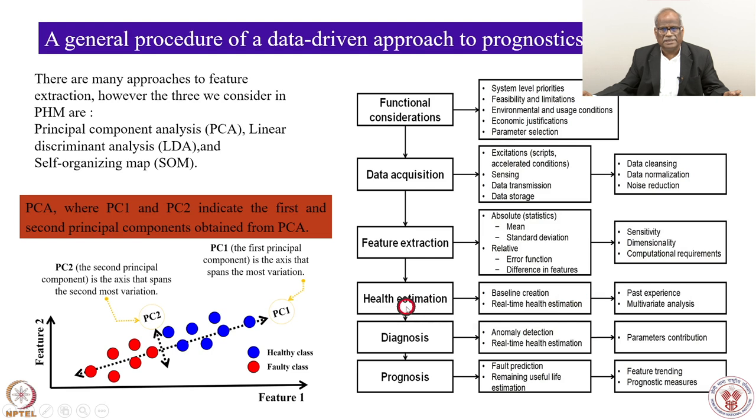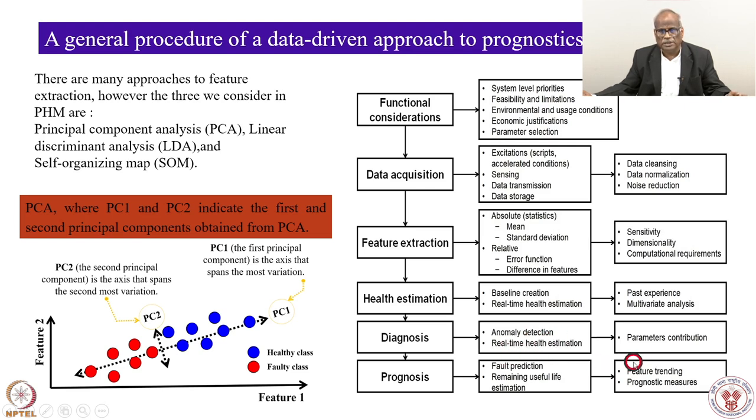Then basically it is healthy, that means remaining useful life and all that estimation, baseline creation, real-time health estimation. So these criteria and protocols that we have to develop can utilize past experience and multivariate analysis. Finally, diagnosis, that is anomaly detection, real-time health. Diagnosis is basically based on the data, we apply our knowledge, and probably using an algorithm, even a rule-based approach can work for this anomaly detection.